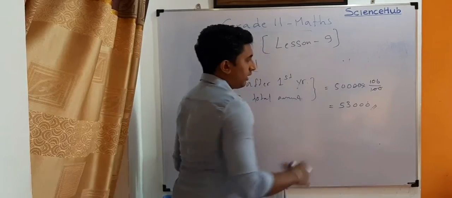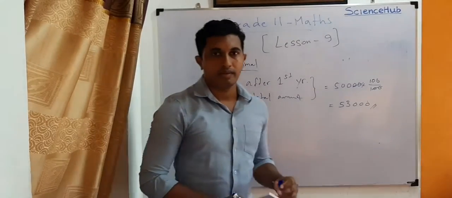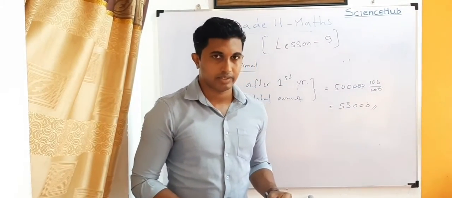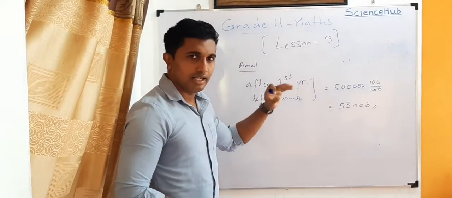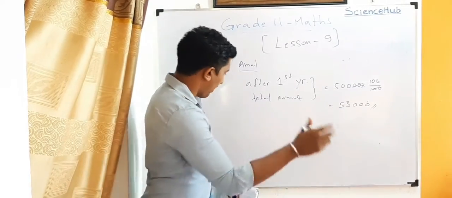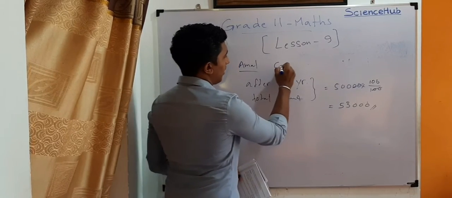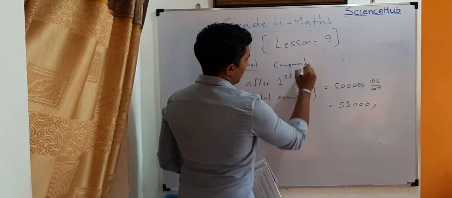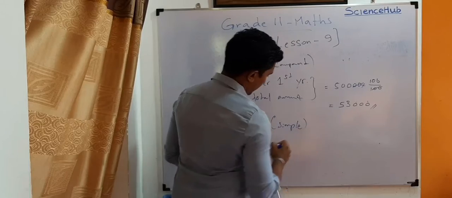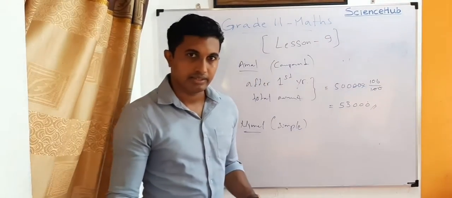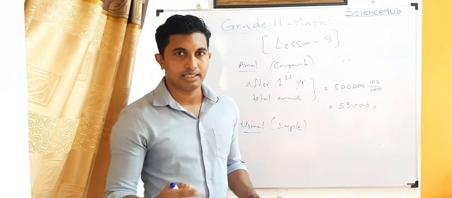Okay, this 53,000 is the total amount that Amal can get after his first year. Then, is there any difference with Nimal after the first year? No. Why? After the first year, Nimal, okay, this is the compound interest method, this is simple interest. But after the first year, there is no difference between Amal and Nimal.